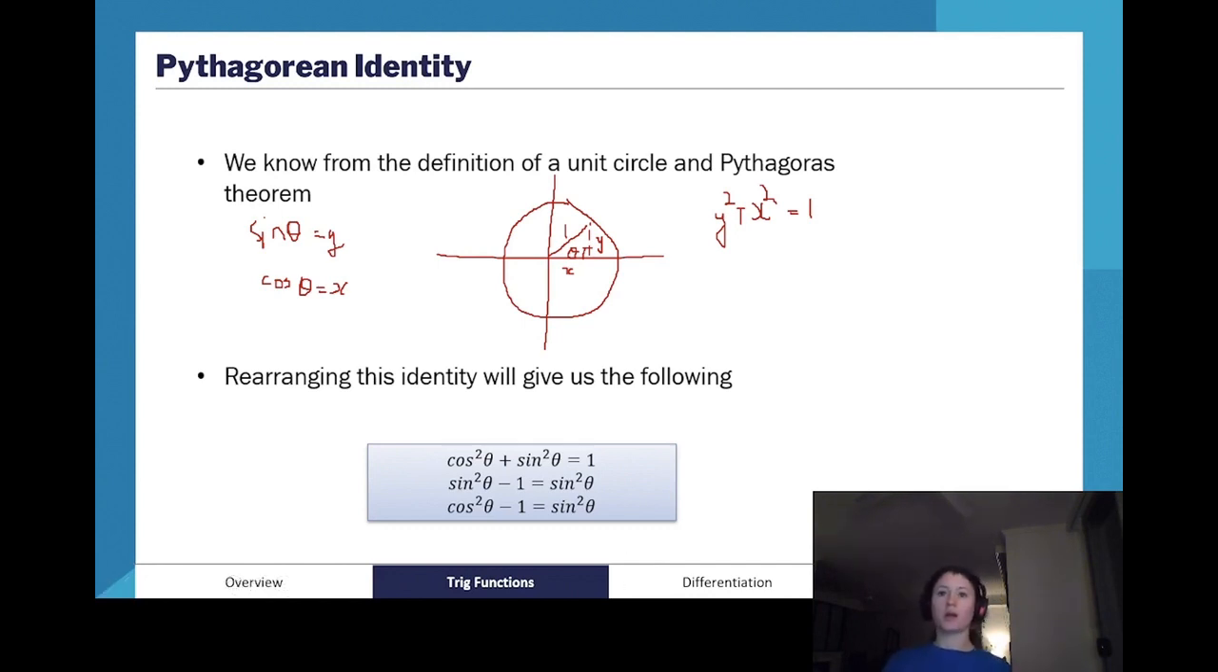So, combining all of these three equations by subbing in sine theta for y and cos theta for x, we get cos squared theta plus sine squared theta equals 1.